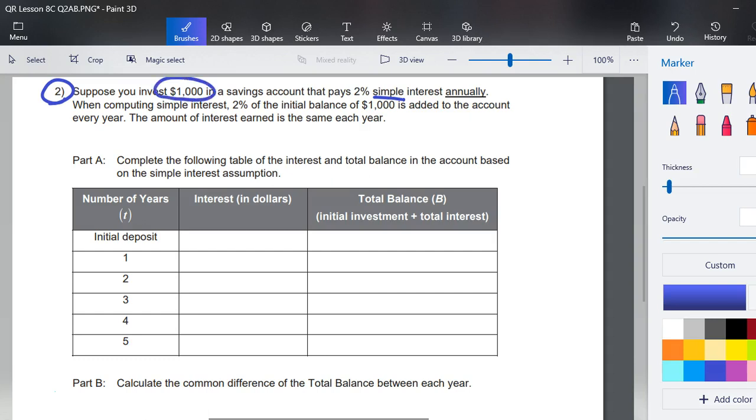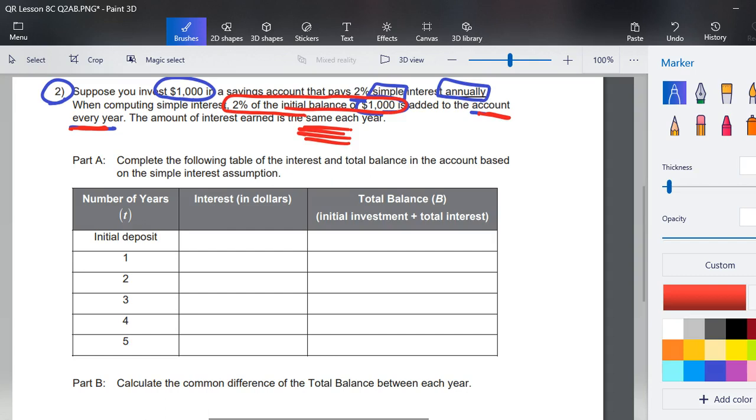Suppose you invest $1,000 in a savings account that pays 2% simple interest per year. When computing simple interest, 2% of the initial balance of $1,000 is added to the account every year. So it's 2% of the initial balance that gets added to the account every year. That's it. The amount of interest earned is the same each year.